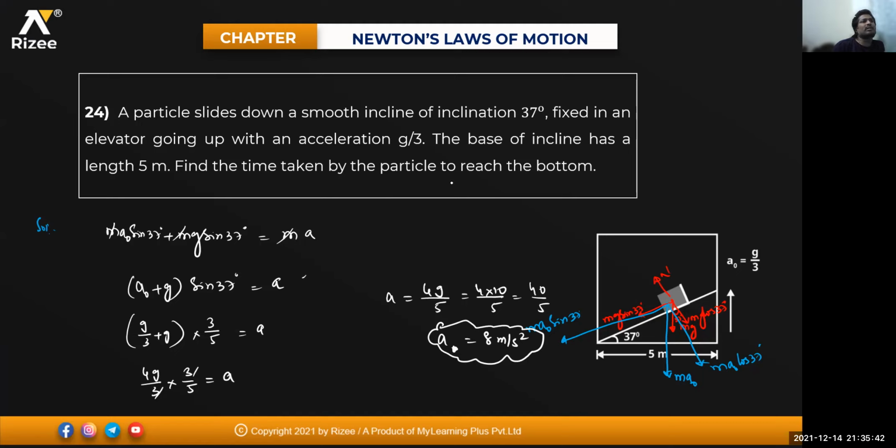I was asking for the time taken by the particle to reach the bottom, from here to here, the time taken to come down. So first I can calculate the distance along the incline, because the base is given. I can calculate this distance right now. See how I'm doing this.